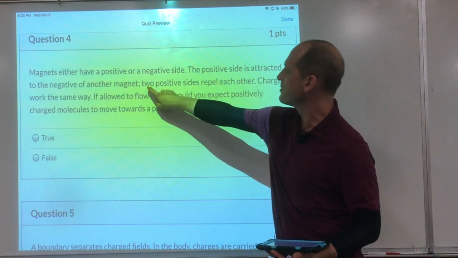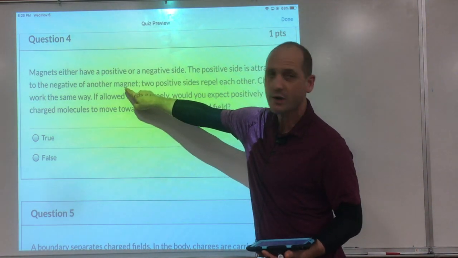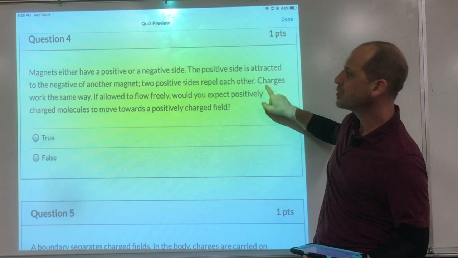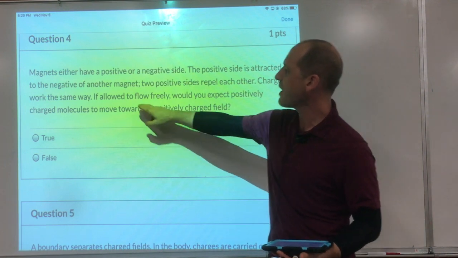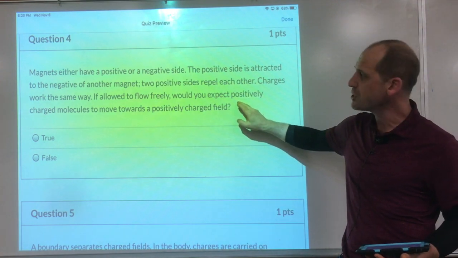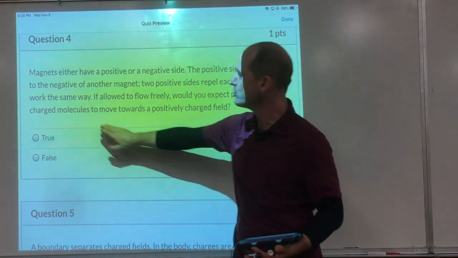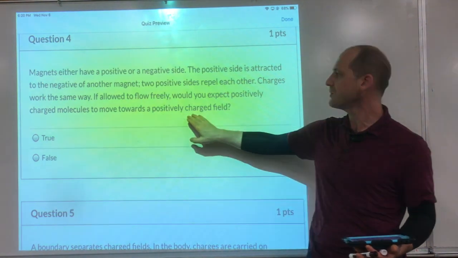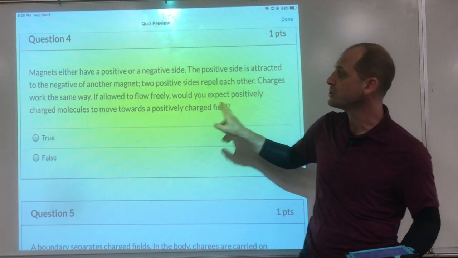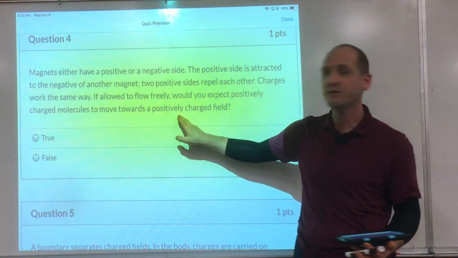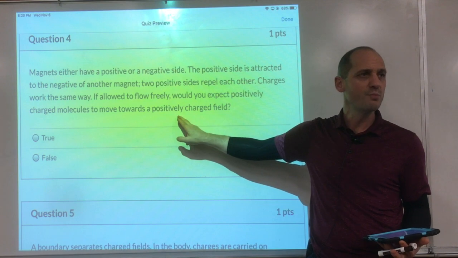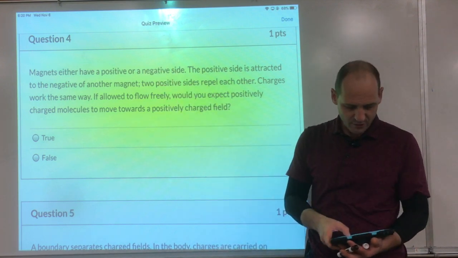Okay, so when we have the negative and the positive go to one another, they snap. When we have the two positive sides, they repel each other. Charges work the same way. If allowed to flow freely, would you expect positively charged molecules to move towards a positively charged field? False, right? You wouldn't expect that. You expect to be repelled.